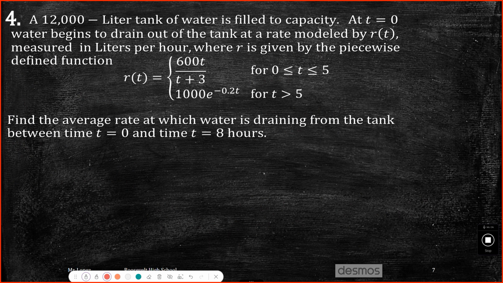A 12,000 liter tank of water is filled to capacity. At t equal to 0, water begins to drain out of the tank at a rate modeled by R of t, measured in liters per hour, where R is given by the piecewise defined function. Find the average rate at which water is draining from the tank between t equal to 0 and t equal to 8. This is a calculator problem, I think. Yeah, it is a calculator. So let me show you the setup.